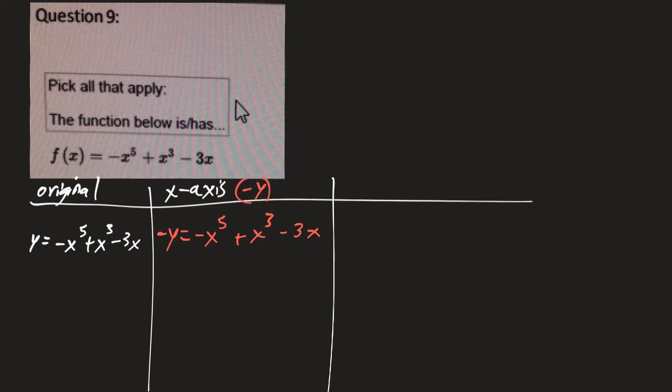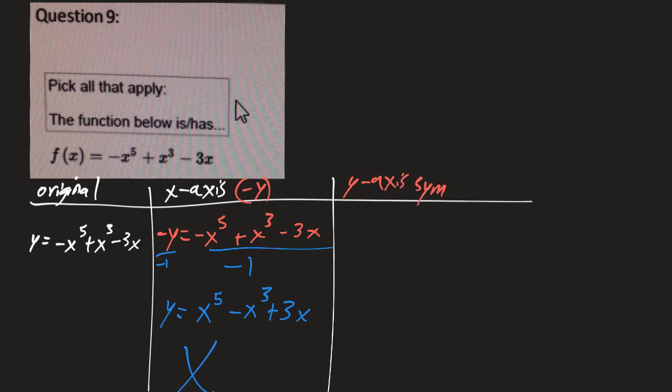If you're not sure, move this negative to the other side. So we'll just divide it by -1. And you're going to notice, wait a minute, this is not the same as what I started with. And that means this function does not have this type of symmetry. Okay, no x-axis symmetry here. And we can go ahead and do the next one where we test for y-axis symmetry.